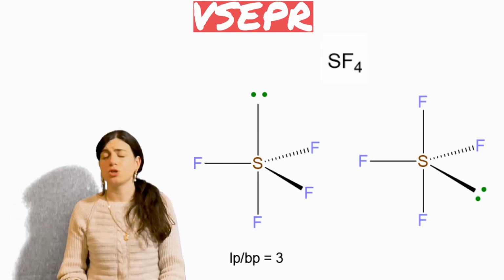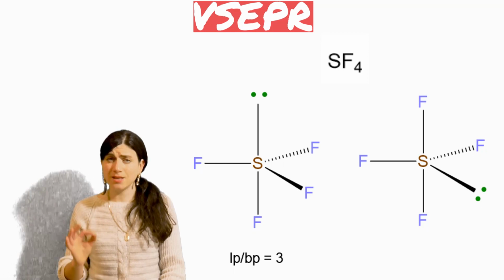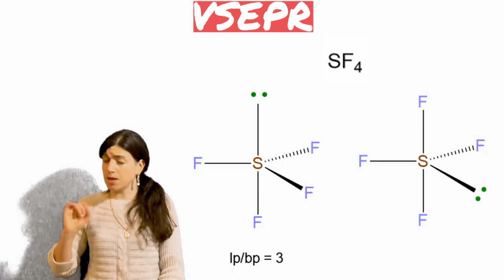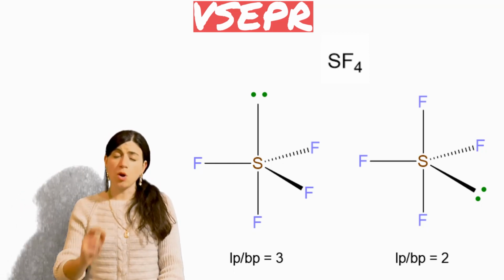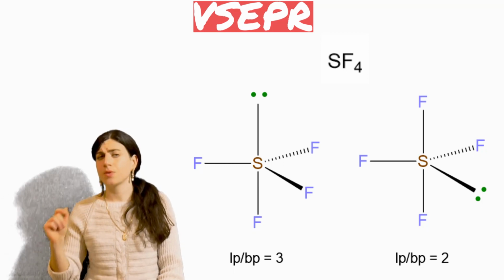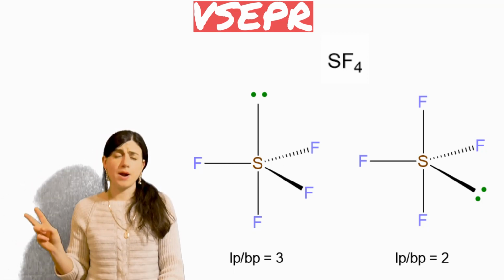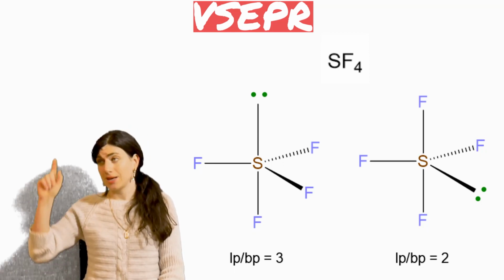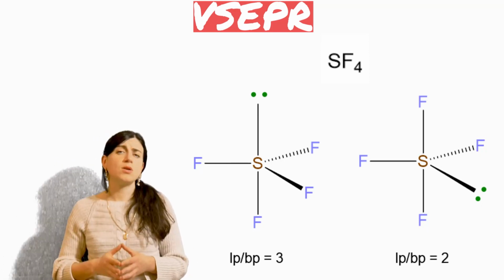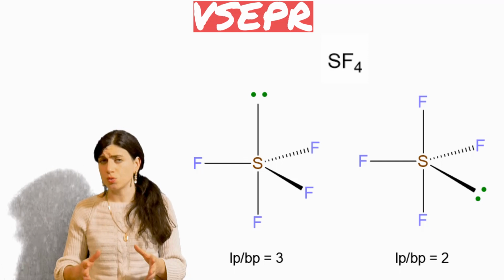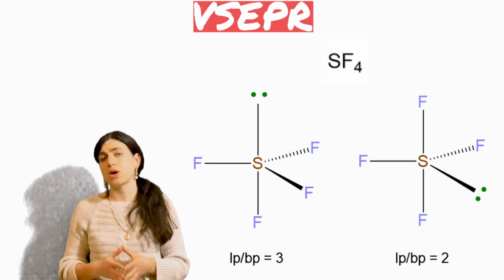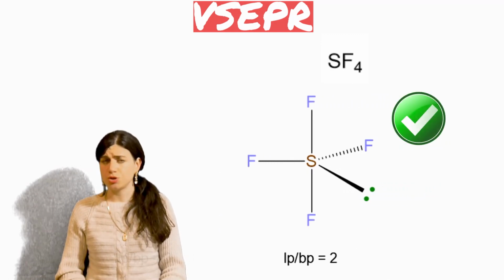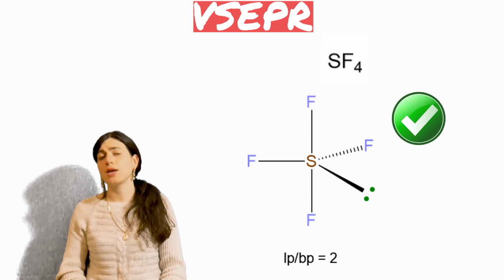In this case, the repulsions between lone pair and bond pair at 90 degrees are 3. Whereas in our second structure, in which the lone pair is in the equatorial position, the repulsions between lone pair and bond pair at 90 degrees are only 2, because this lone pair will repel at 90 degrees only with the 2 bond pairs in the axial position. So, if you consider only the repulsion at 90 degrees, you will discover that the most stable structure is our second structure with the lone pair in the equatorial position, because the repulsions at 90 degrees are only 2.